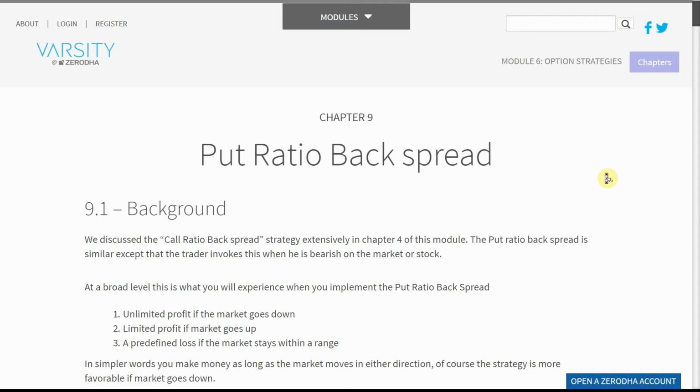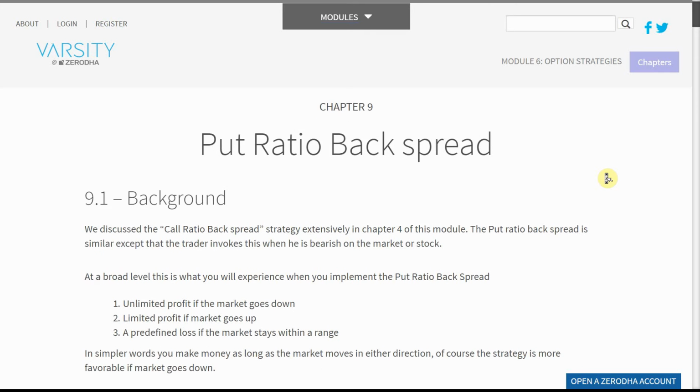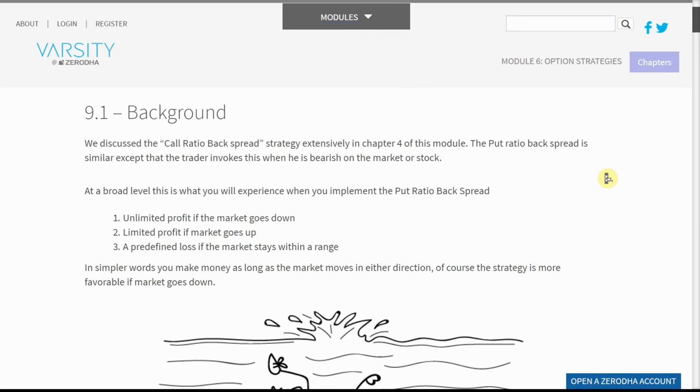Chapter 9. Put ratio back spread. 9.1 Background. We discussed the call ratio back spread strategy extensively in Chapter 4 of this module. The put ratio back spread is similar except that the trader invokes this when he is bearish on the market or stock. At a broad level, this is what you will experience when you implement the put ratio back spread.